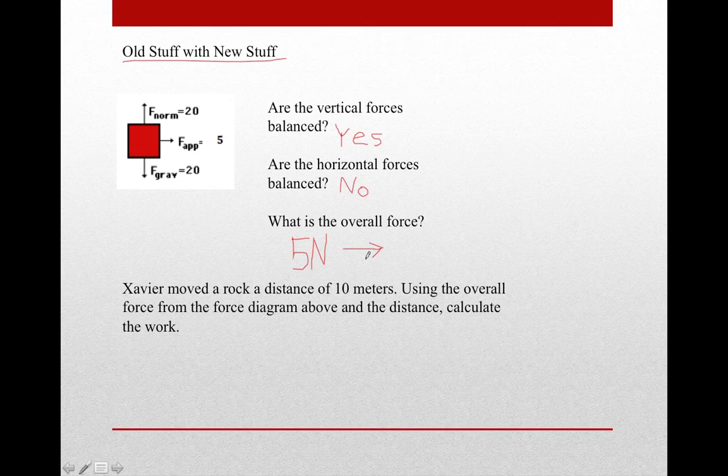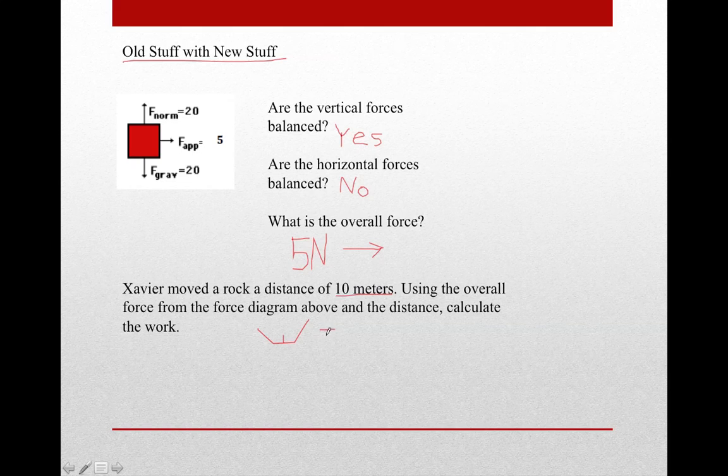So, this is one of those multi-layer questions. We're going to put everything together. So we have our force now, 5 newtons. Now here's our situation. Xavier moved a rock a distance of 10 meters. Using the overall force from the force diagram, this 5 newtons, and the distance, calculate work.